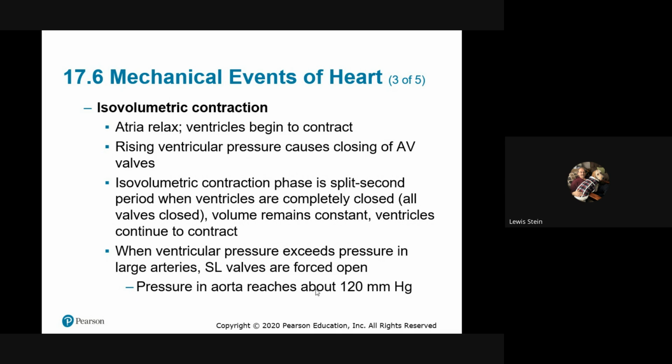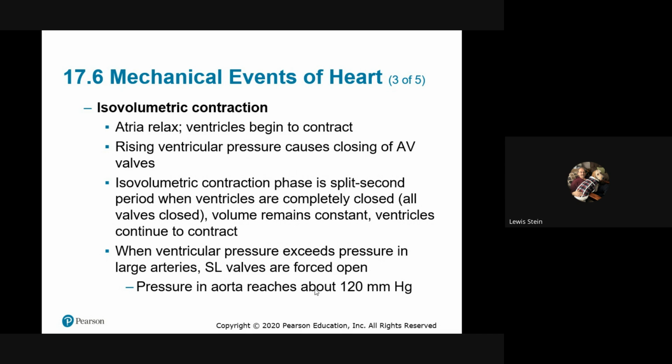Think of it as a closed circuit. What happens is the pressure increases in the ventricles. That increase in ventricular pressure is going to rapidly do something that's very notable. It's going to close the atrioventricular valves. Bang. That's the first heart sound.